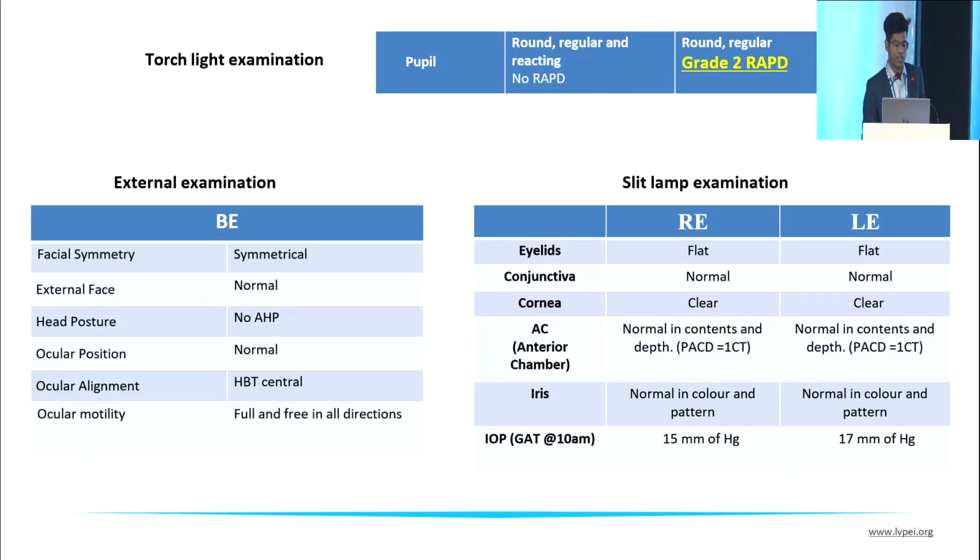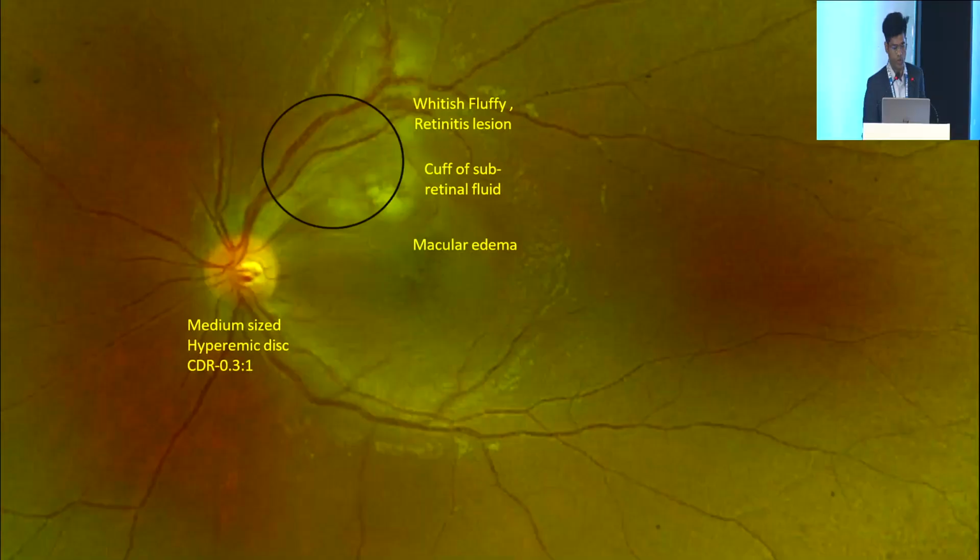The external examination was grossly normal and anterior segment examination on slit lamp was also unremarkable in both eyes, with intraocular pressure being 15 and 17 millimeters of mercury measured by Goldmann applanation tonometry. The post-dilated examination of the right eye was unremarkable.